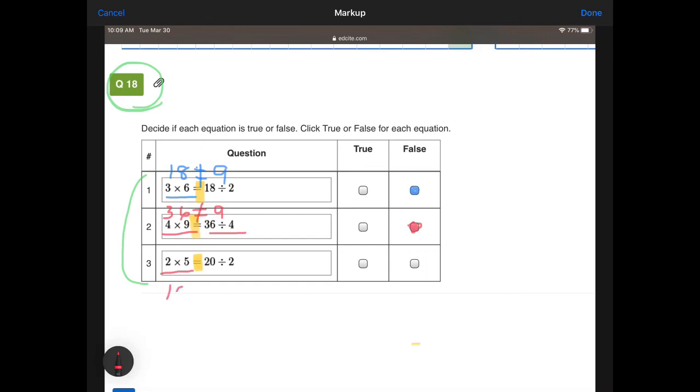And finally, we have 2 times 5 equals 10. And 20 divided by 2 equals 10. So 10 equals 10. Are those the same? Are they equal? Yes, that is true. So you can see it's really important to solve each part and to double check and make sure that it's balanced and the same.